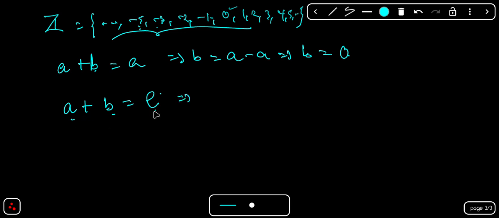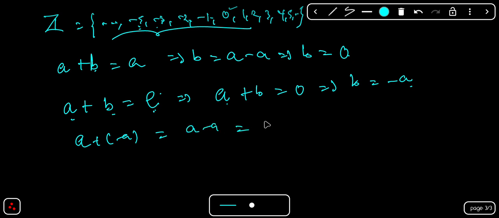Since E is 0, which is the identity element, we have A plus B equal to 0. Then if you subtract A from both sides, B is equal to negative A. That is, the inverse of A is negative A. A plus minus A gives A minus A, which is equal to 0. Beautiful. Now let's take any number here. Let's take -5. What will be the inverse of -5? We said the inverse of A is negative A, so the inverse of -5 will be positive 5.